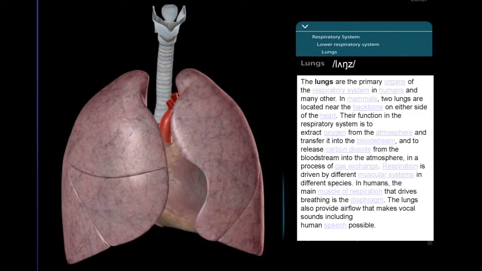The lungs are the primary organs of the respiratory system in humans and many other mammals. Two lungs are located near the backbone on either side of the heart. Their function in the respiratory system is to extract oxygen from the atmosphere and transfer it into the bloodstream, and to release carbon dioxide from the bloodstream into the atmosphere. In the process of gas exchange, respiration is driven by different muscular systems. In humans, the main muscle of respiration that drives breathing is the diaphragm. The lungs also provide airflow that makes vocal sounds, including human speech, possible.